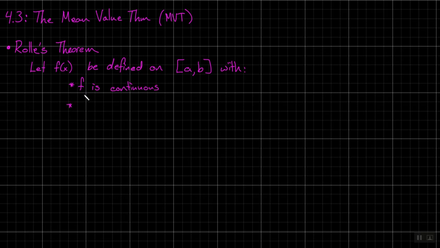Beyond that, we need it to be continuous, but we also need f prime of x exists. And we can never take the derivative at an endpoint of something because we need to approach the same from the left and right. But we're going to say exists on the open interval. So anywhere between A and B, if we exclude the endpoints, the derivative exists.